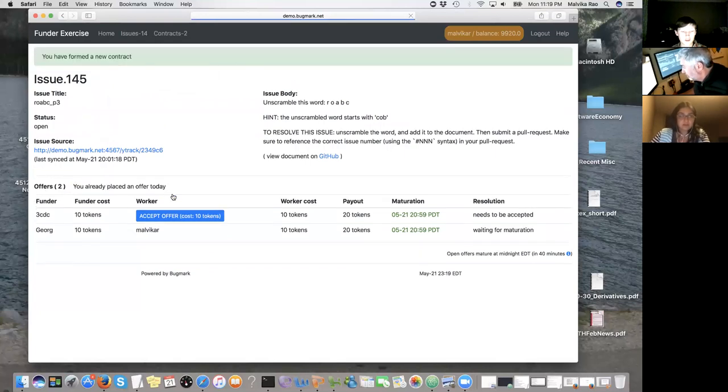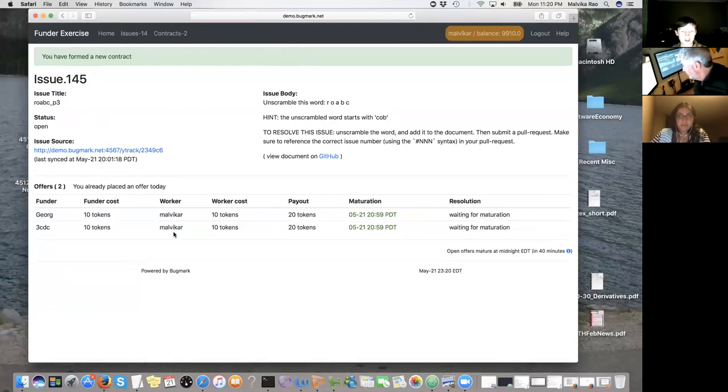Yes. You can also accept the other. I can also accept the other offer. Yeah, so please do. And I did. Now, here we go. You work on this issue, you can earn 40 tokens total because you accepted 2 offers. So I just wanted to show that that's possible.